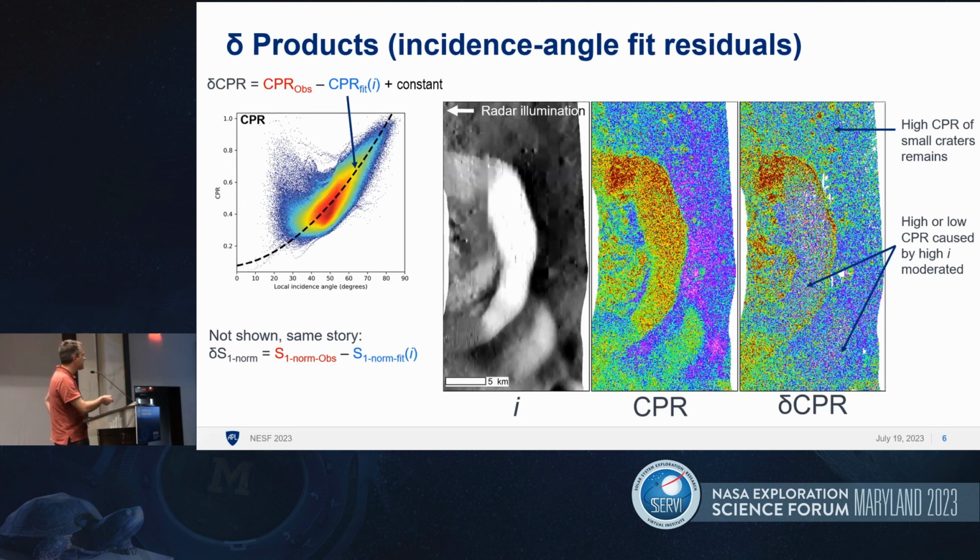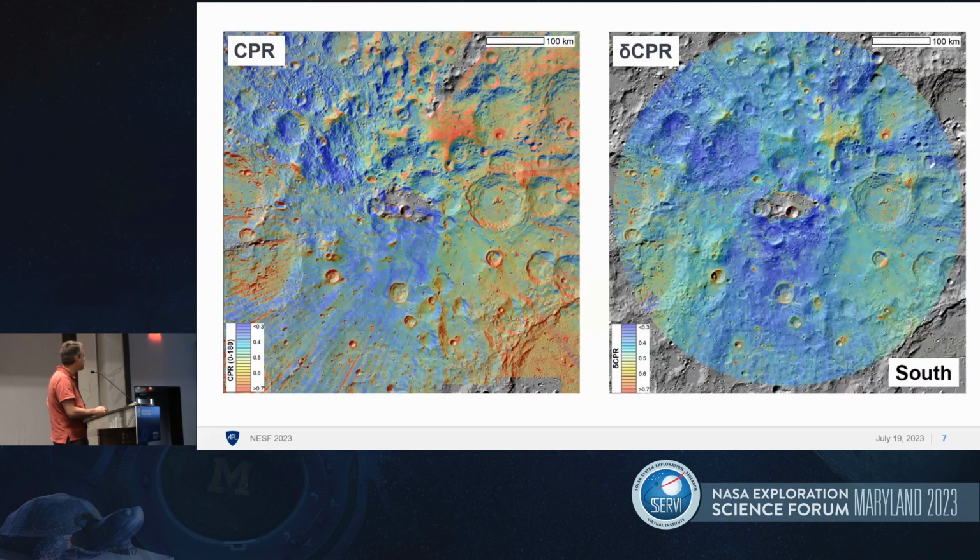And so this makes craters pop out more, and also removes the effect to a large extent of the high incidence angle when you're illuminating from the right here on the inside of this crater. And so what we can do then is make mosaics. On the left is a mosaic that's just east looking that was produced prior to this correction. And the right is the correction once you've taken out the incidence angle effects.